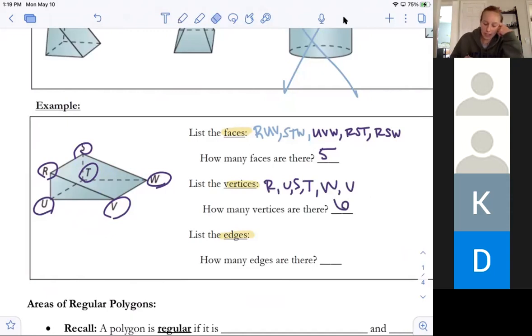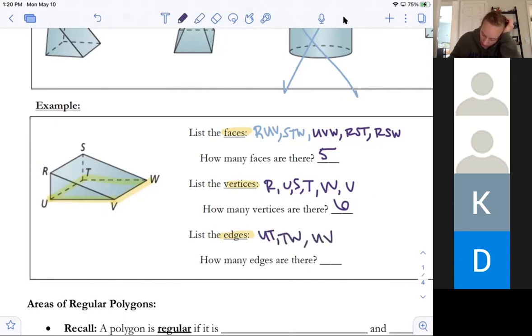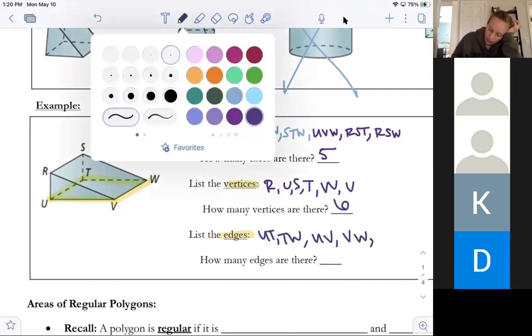And then last thing is edges, and those are just the sides, again, the line segment where they connect. So I'm going to do all of the ones on one plane at a time. I know that might be kind of confusing, but I'm going to do all the bottom ones first. So I've got UT, UV, TW, VW. So I'm going to list those 4 together. UT, TW, UV, VW. I've got all of those.